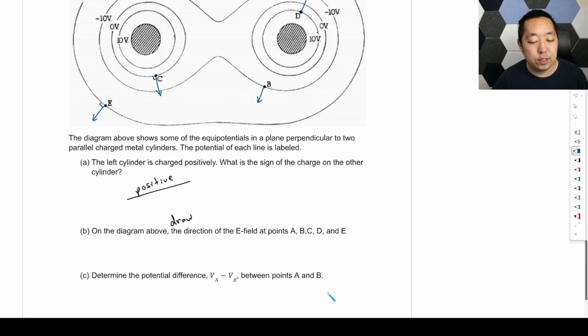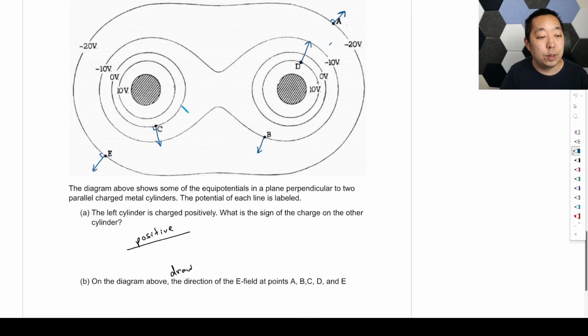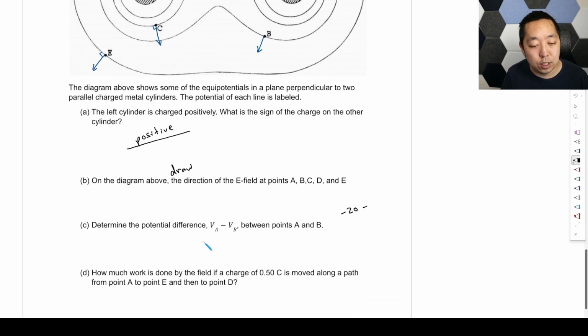Determine the potential difference VA minus VB between points A and B. Well, VA is negative 20 volts. And then VB, if you look at this line here, is negative 10 volts. So when you do VA minus VB, it's going to be negative 20 minus negative 10, and that's going to be negative 10 volts there.